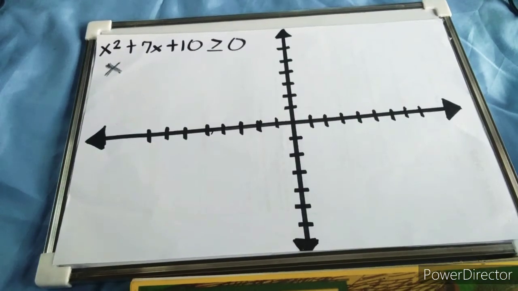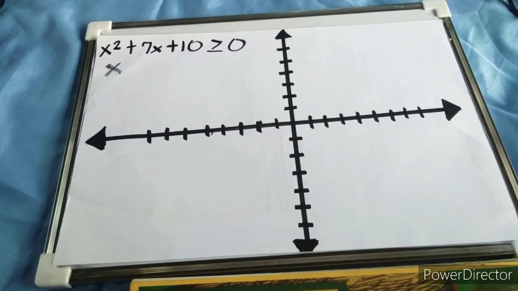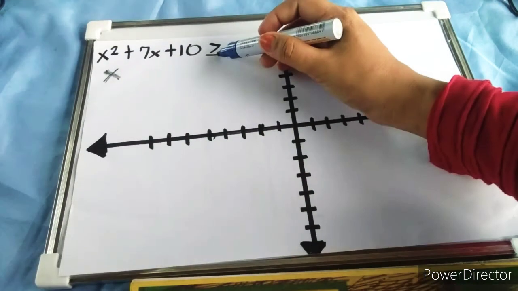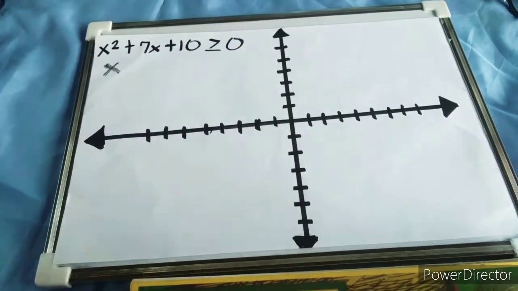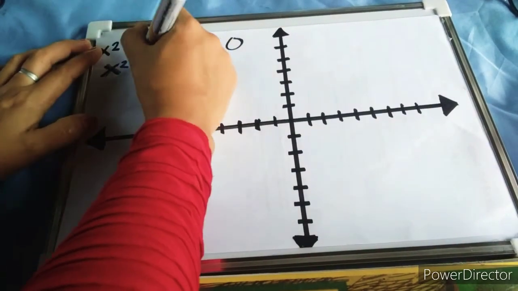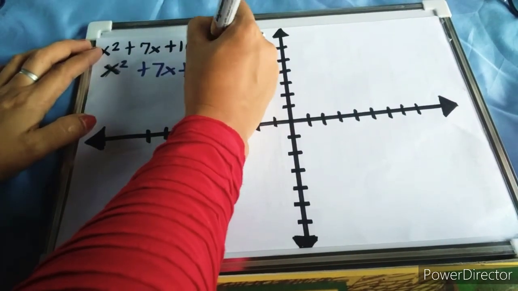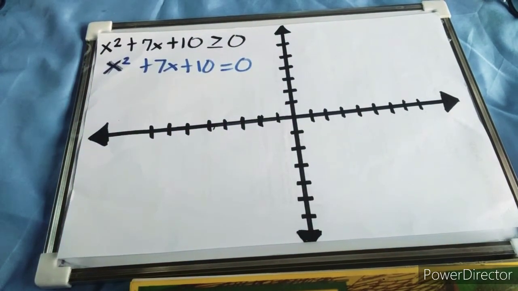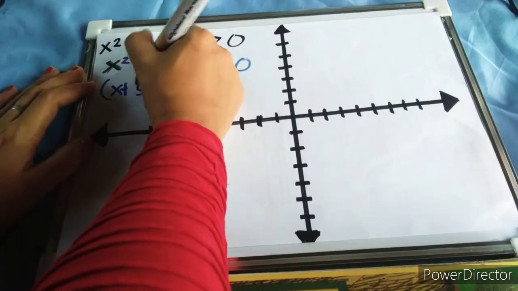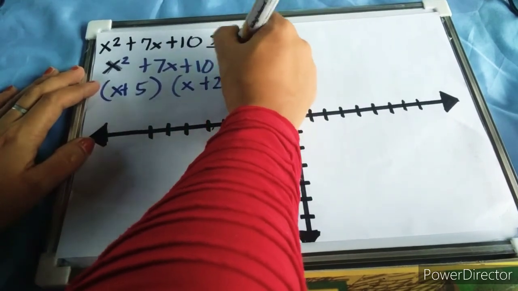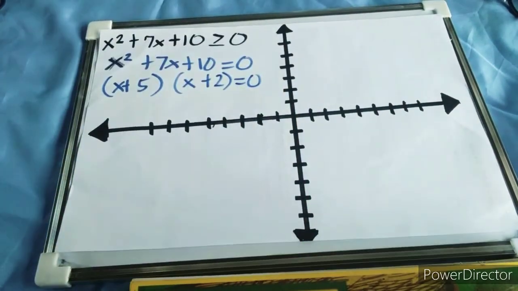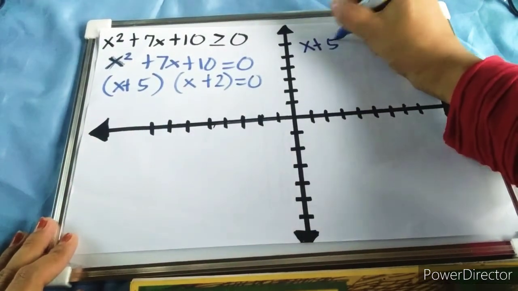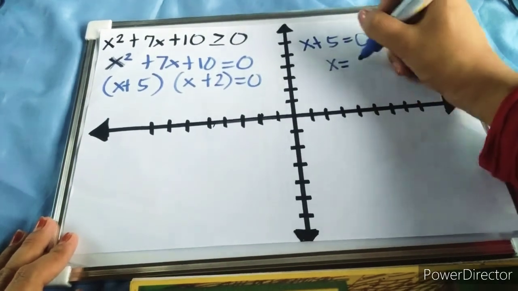We'll transform this one into quadratic equation or function by just changing the inequality symbol used into equal sign. So, we have x squared plus 7x plus 10 is equal to 0. And after that, apply factoring. So, what are the factors of 10 that have a sum of 7? So, we have positive 5 and positive 2. And after that, equate each factor to 0. So, we have x plus 5 is equal to 0. So, the first root is negative 5.